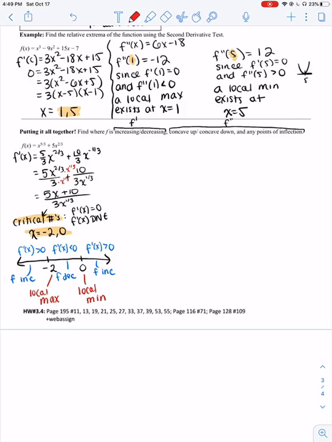Okay, cool. So that's the first part. And then we're also asked to find where it's concave up, concave down, and any points of inflection. To do that, we need the second derivative. When you find the second derivative, I recommend just using this one right here. Don't use the one that's a fraction below, because then you're going to have to use the quotient rule, which is more of a pain.